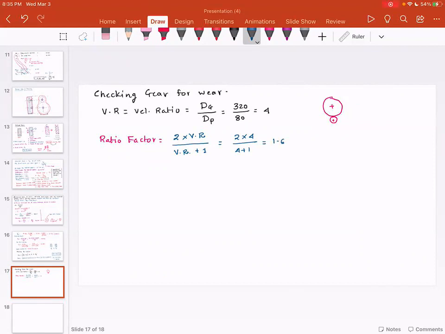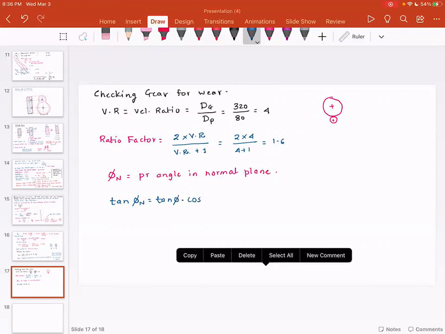Now, something that you have to be clear about is we want to find out the pressure angle in the normal plane. So phi n, and we'll talk about this in a little bit of detail, is the pressure angle in the normal plane. Because please understand, when you're looking at the helical gear, you have a helix angle, and that helix angle is at an angle alpha with respect to the center line of the shaft. So when we are trying to find the value of phi for the helical gear, this is an important relationship that you should keep in mind: tan phi n is equal to tan phi times cosine of alpha. So this is an important relationship.